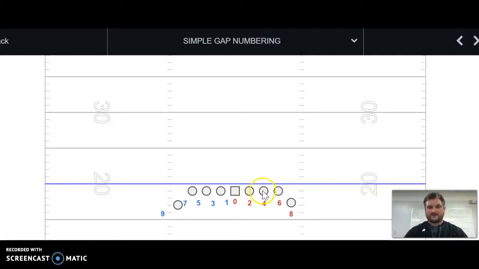A 4 is going to be at a tackle. A 6 is going to be at a tight end, and an 8 is going to be at a wing or an extra player that would be on an edge.